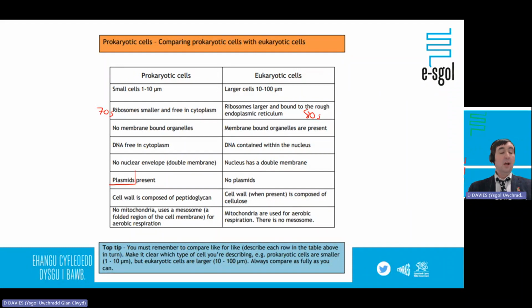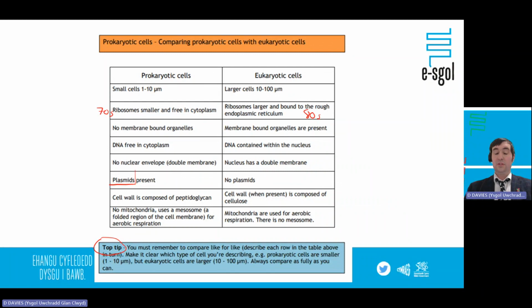Right, one thing students do forget is when you are asked to compare two things, you need to compare, what they call it is like for like. So if they were to say compare prokaryotic cells and eukaryotic cells, you would need to say prokaryotic cells are small, 1 to 10 microns. Eukaryotic cells are larger, 10 to 100 microns.